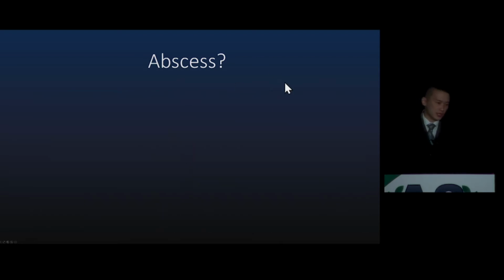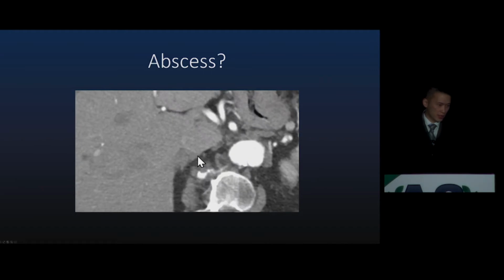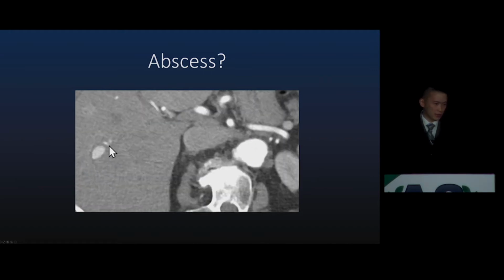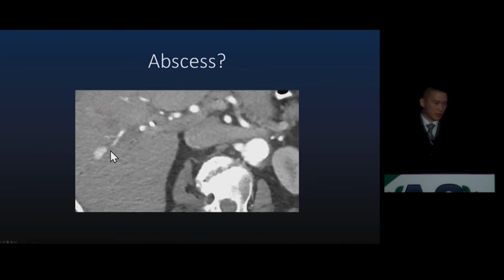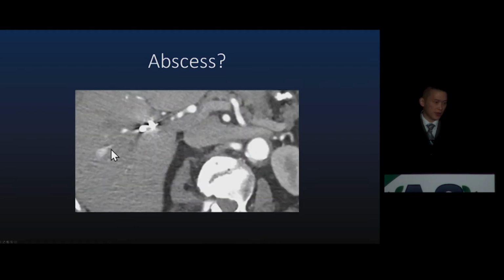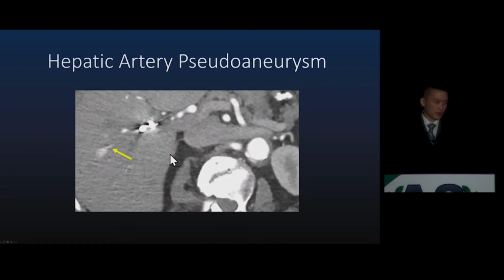So this goes on to a CT angiogram, and here are the images. So again, here's that hyperdense tubular structure. And we do see a tiny feeding vessel right here from the hepatic artery. So this is a hepatic artery pseudoaneurysm.